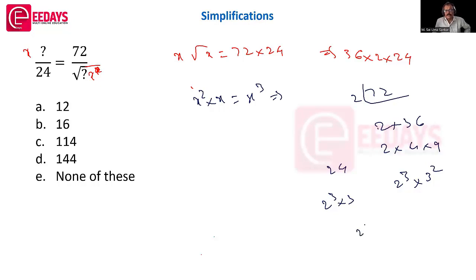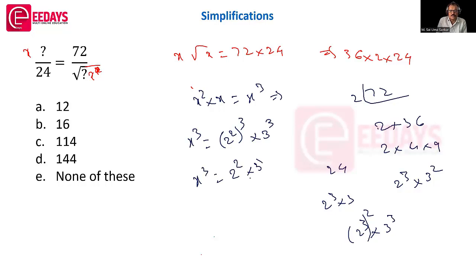Okay, so what happened? This is 2 cube into 2 cube whole square into 3 cube or not. So what happened in this case? X cube is equal to 2 square whole cube into 3 cube. So x cube is equal to 2 square into 3 whole cube. Okay, so what is the value of x? X square into 3. So that is equal to 12, which is the required answer.